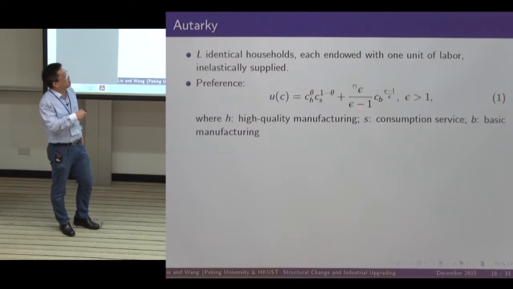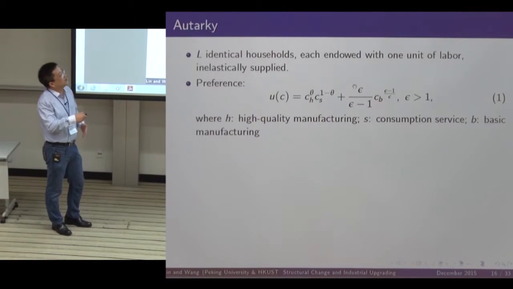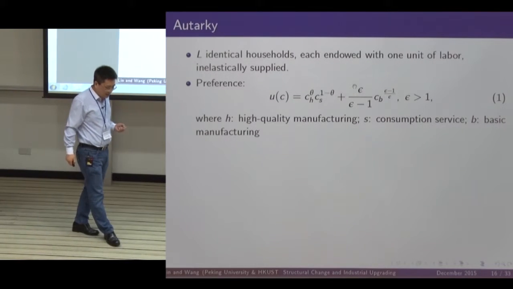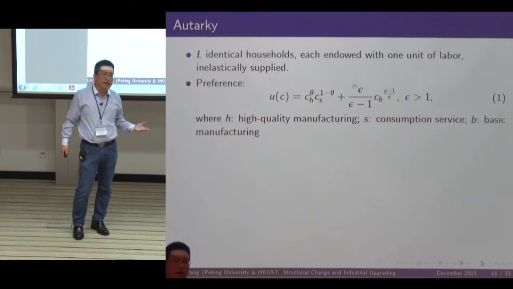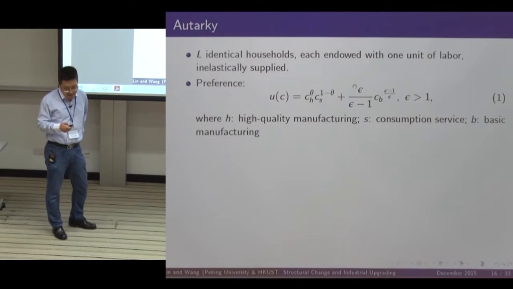For this non-homothetic preference, the advantage is, first of all, that the income effect all falls upon consumption of service and high-quality manufacturing. And second, if we normalize this to unity, then the advantage of this utility function is that GDP per capita will be exactly equivalent to the welfare level. So it helps us do the welfare analysis.